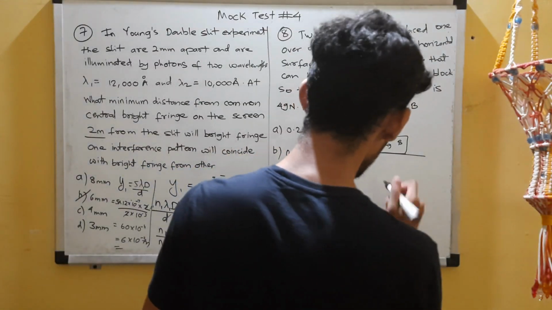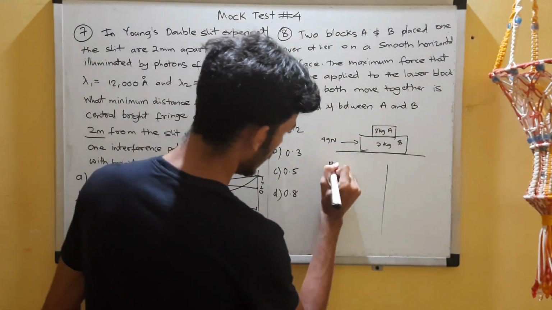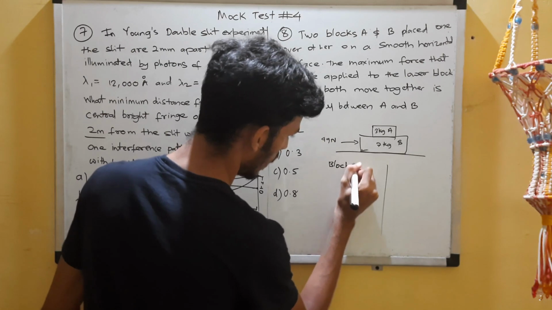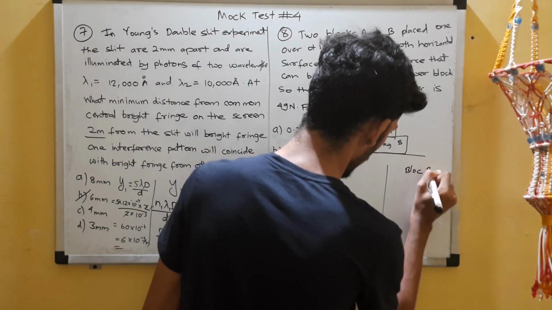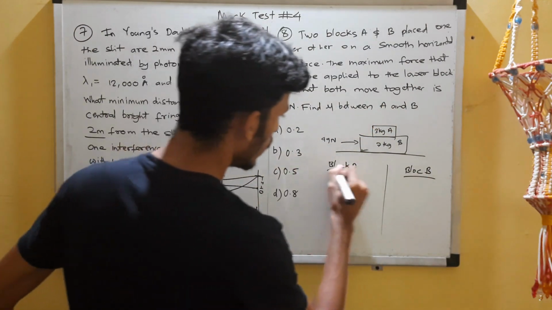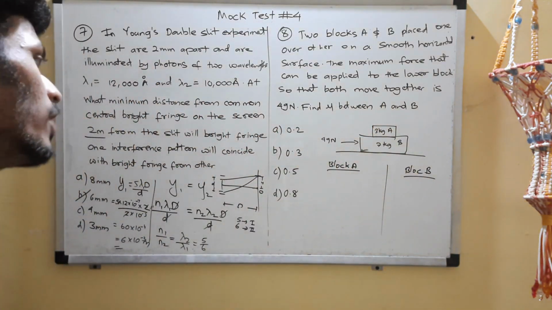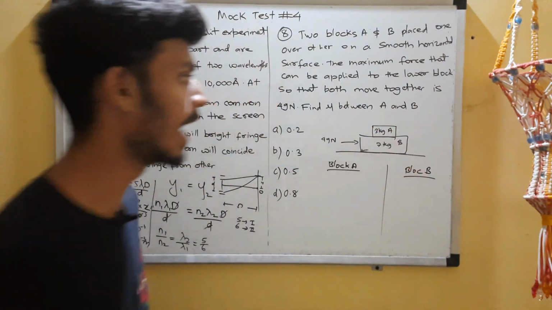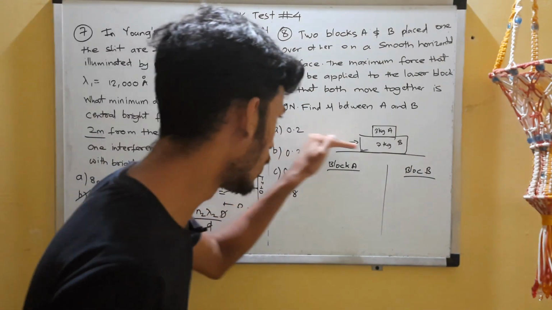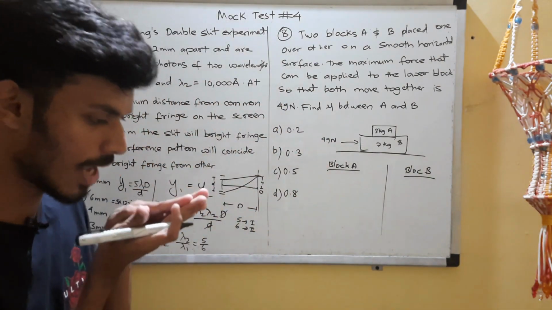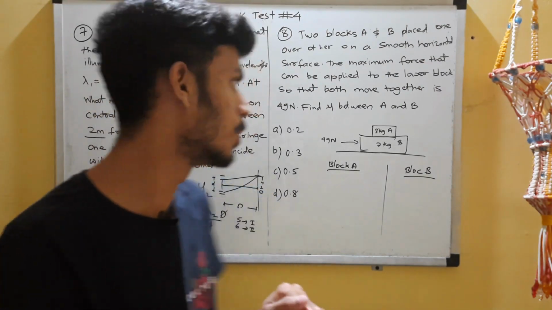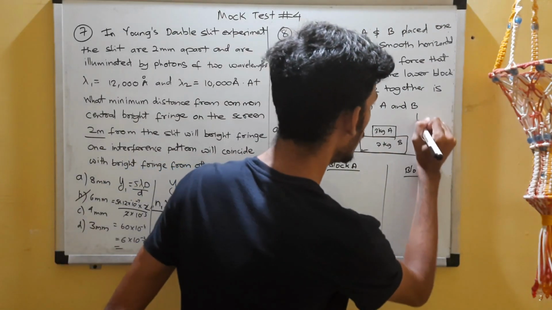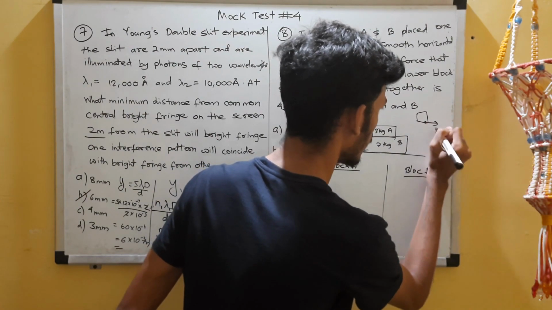So let's write the FBD for block A and block B. Basically Fnet is equal to MA for block A and block B. If you see, block A is only moving due to the frictional force between A and B. When you apply 49 newtons to block B, what is happening? B wants to slide. Now since there is a tendency of relative motion, block A is pulled due to block B.